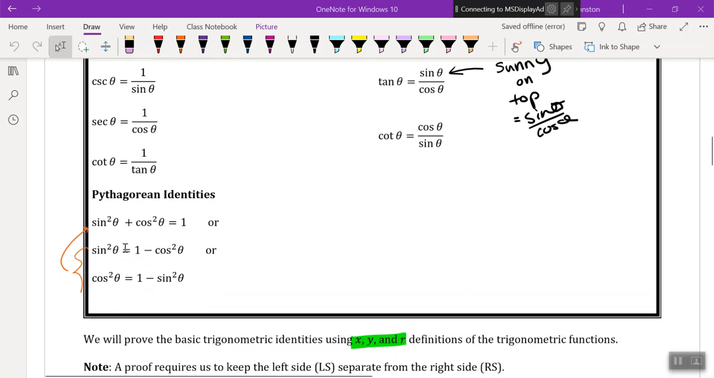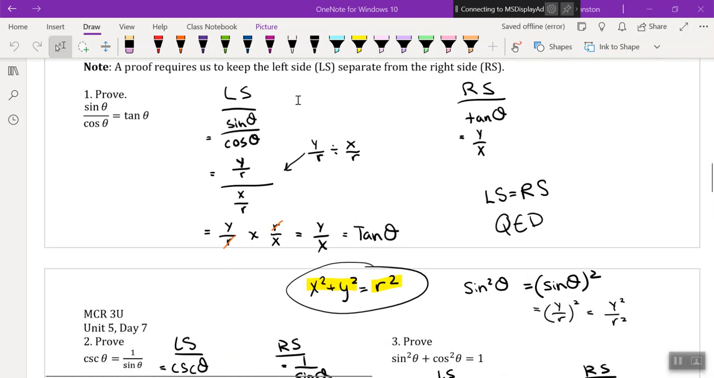And then you can rearrange them to get sine squared and cos squared by themselves, so sine squared is equal to 1 minus cos squared, and cos squared is equal to 1 minus sine squared. All right. Looking at some identities, you have to do left side and right side. On the left side, we have sine over cos, which gives us y over r, which gives us x over r, and then we found tan theta is y over x.